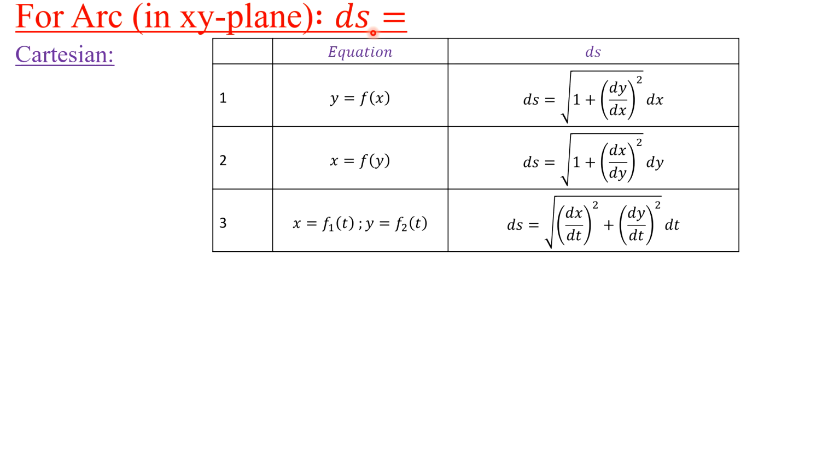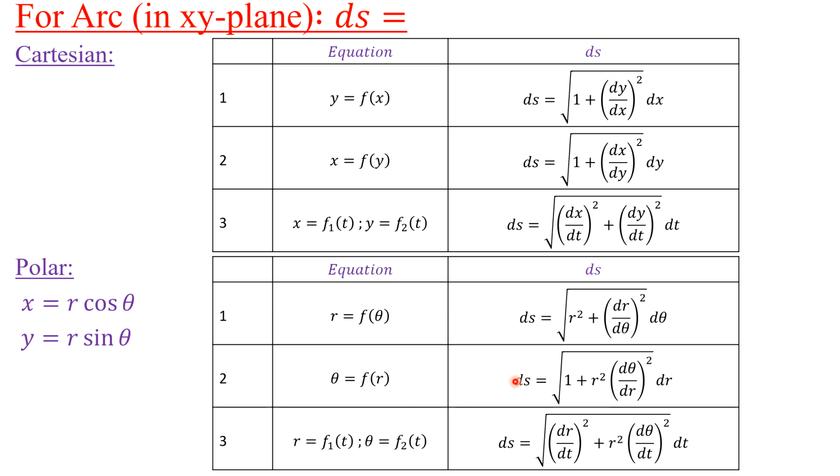Now the third case: for an arc we have to find ds. For Cartesian we have this formula to find ds, and for polar we have this formula to find ds. In Cartesian, when y is a function of x, ds is the square root of 1 plus (dy by dx) square, into dx. When x is a function of y, ds will be the square root of 1 plus (dx upon dy) square, into dy. And when we have a parametric equation, x equals f1(t) and y equals f2(t), ds will be the square root of (dx by dt) square plus (dy by dt) square, into dt.